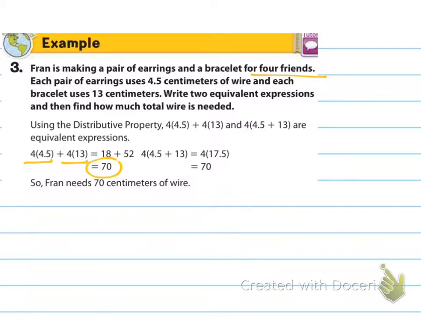4 times 4.5 is 18. 4 times 13 is 52. Add them together and I get 70. Or I could say, okay, I need 4 of 4.5 plus 13. So 4.5 and 13 will make up both my bracelet and my earrings, and I need 4 of them. So I'd figure out 17.5, and then I would multiply that times 4, and I would end up with 70. So either way, I'm going to end up with 70 centimeters of wire that's needed.